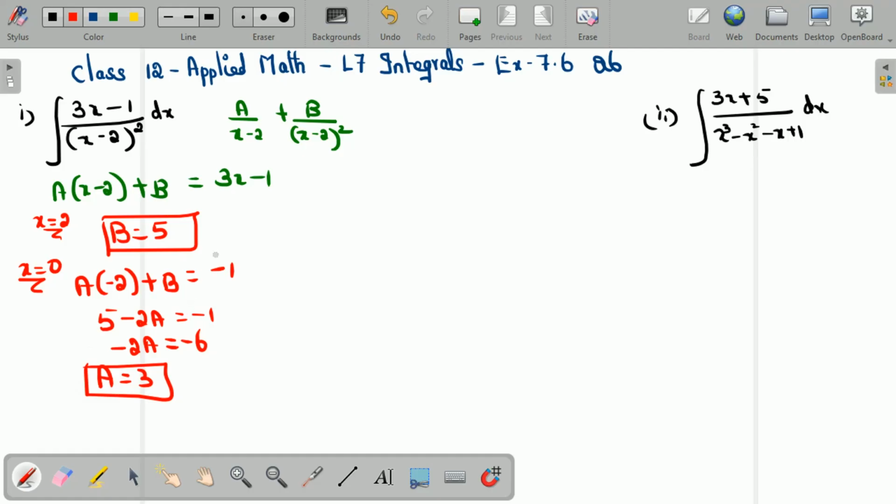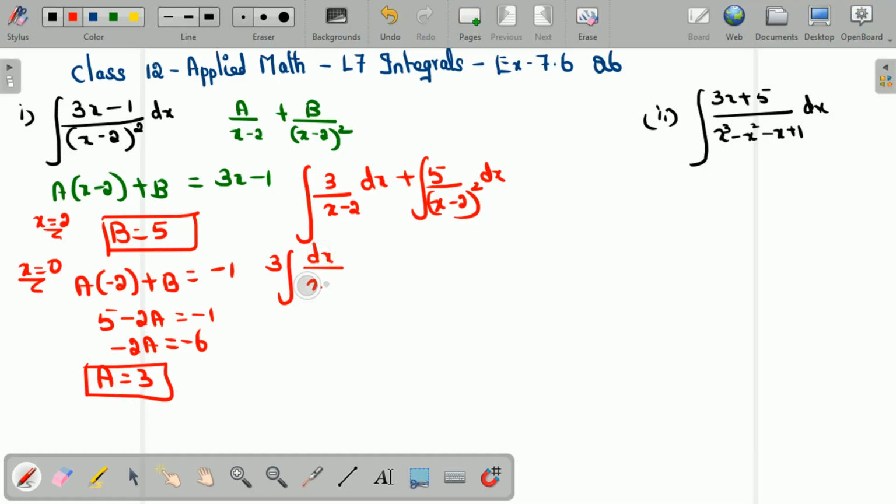Now that we got the values, let's put this for integration. So integral of 3 divided by (x minus 2) dx, and b is 5, so integral of 5 divided by (x minus 2) the whole square dx. Let's remove the constants. So 3 into integral dx divided by (x minus 2) plus 5 into integral dx divided by (x minus 2) the whole square. So now, this can be done directly. So 3 into log of (x minus 2) plus 5 into, now in this part we will do substitution.